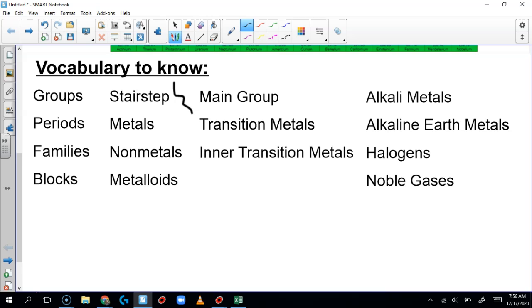And then there's the main group, which are the 2 big tall towers on the periodic table. The transition metals, which are primarily the D block, but also include a few of the P's. The inner transition metals, which is all the F blocks, and then the specific names of the alkali metals, the alkaline earth metals, the halogens, and the noble gases.